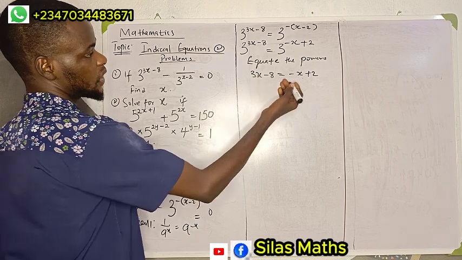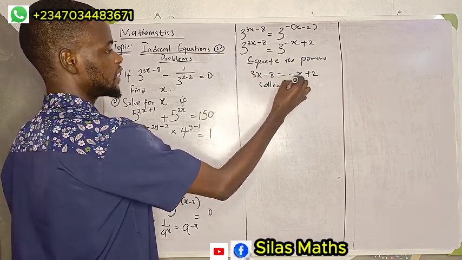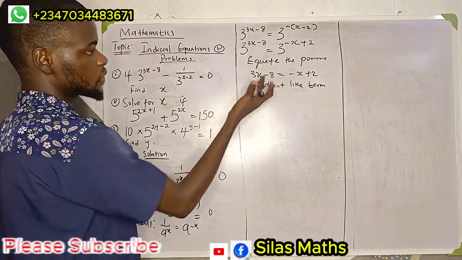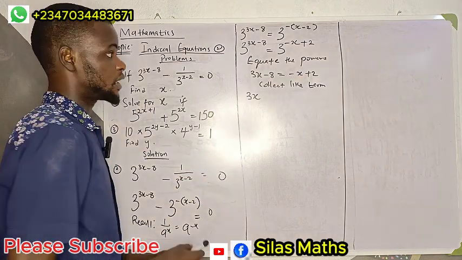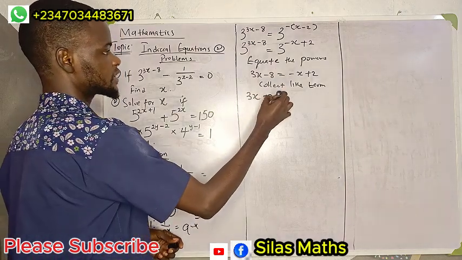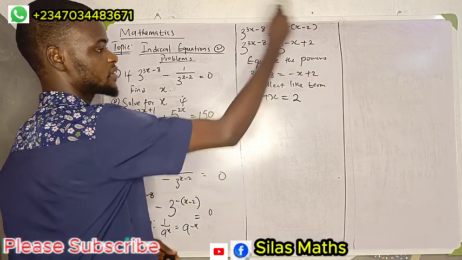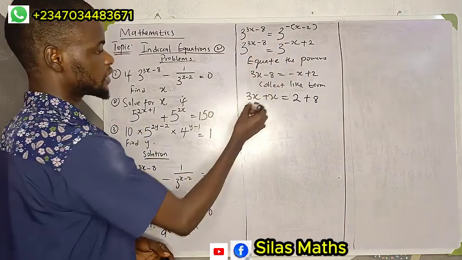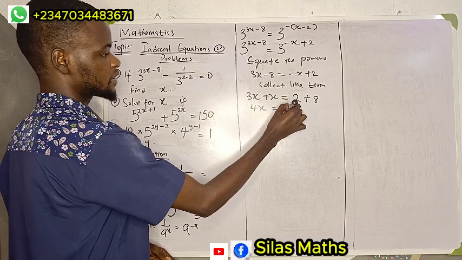So what do we do next? Collect like terms. So this is a simple linear equation. Collecting like terms, we have 3x, negative x crossing over this equal sign becomes positive, so we have plus x. Equal to, I have 2 here already. When negative 8 crosses over, it becomes positive 8. All right. So solving further, we are going to have 4x equal to 10.